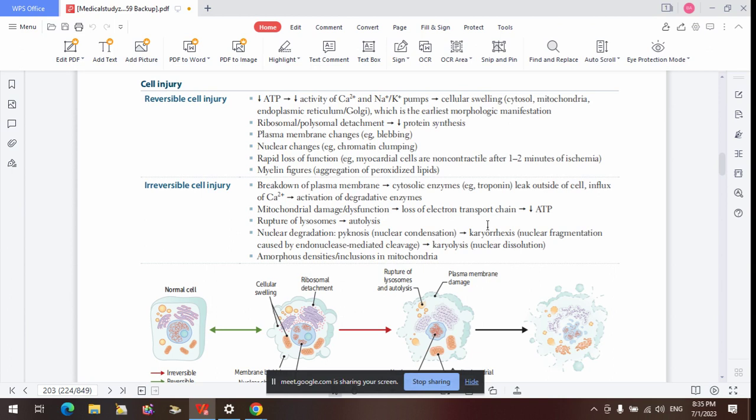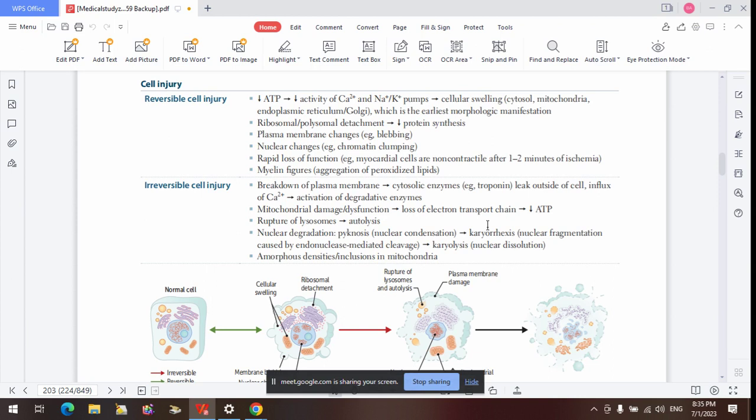So when there's a break in the membrane of the lysosome, they become destroyed. They release their own hydrolytic enzymes into the cell, and the cell is now going to use those hydrolytic enzymes to further destroy itself, causing autolysis.